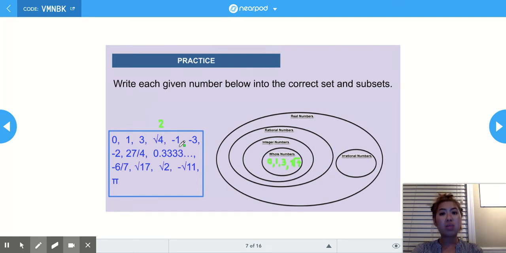We have the number -1. -1 is not a whole number, it's an integer, which also makes it rational as well as real. Same thing for -3. Same thing for -2. And then 27/4 is a fraction. So remember that rational numbers are fractions.